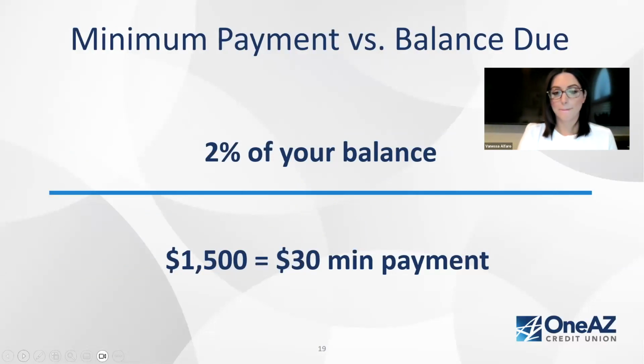Okay, and we're going to talk about minimum payment versus your balance due. In that previous example, that person paid more than the minimum. But typically 2% of your balance is your minimum payment with the lender. But again, you'd want to read your fine print. Some are interest only. But in this case right here, if you had a $1,500 balance, your payment might be a $30 minimum.